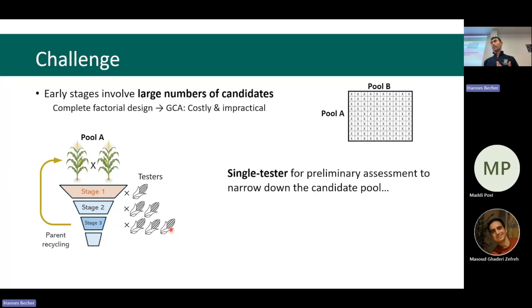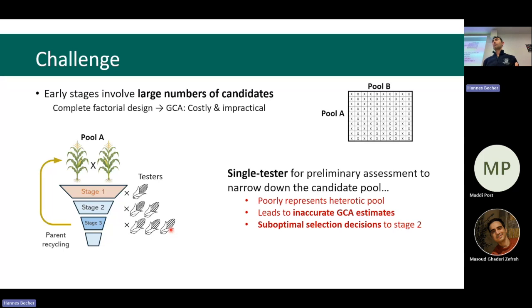So the problem with one tester for doing this preliminary assessment is that it poorly represents the heterotic pool. Few haplotypes from the complementary pool are being exploited with one tester, which is not enough to accurately estimate the general combining ability. And it also puts a lot of pressure on the first stage with only one tester, which is suboptimal for selection and advancement to the next stage.